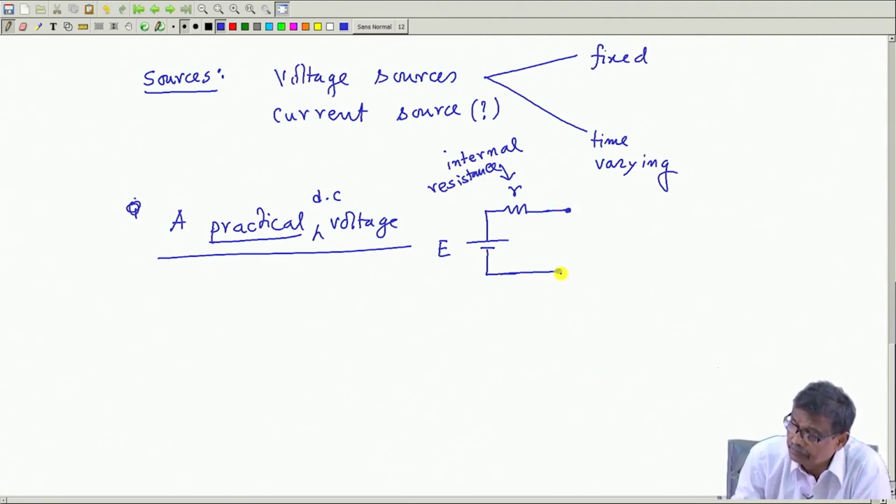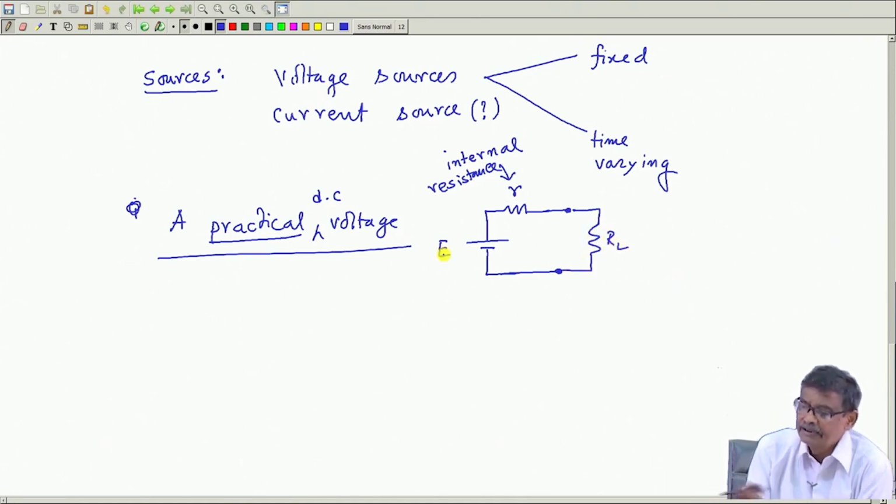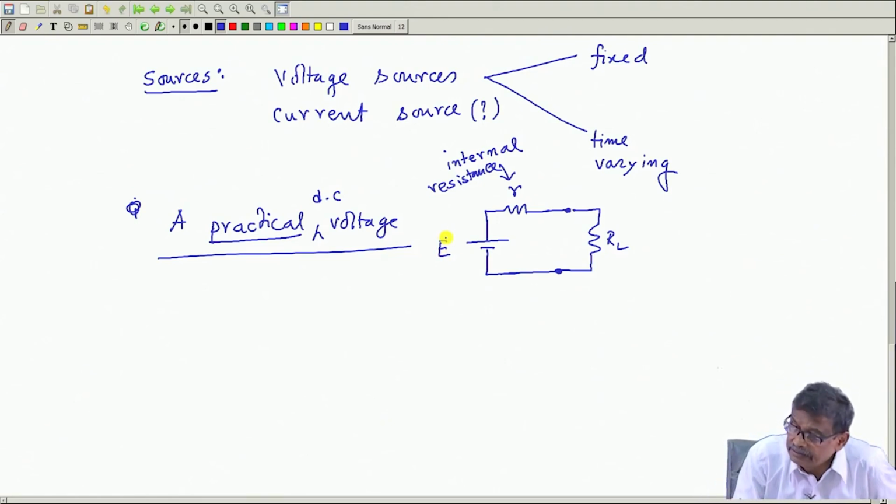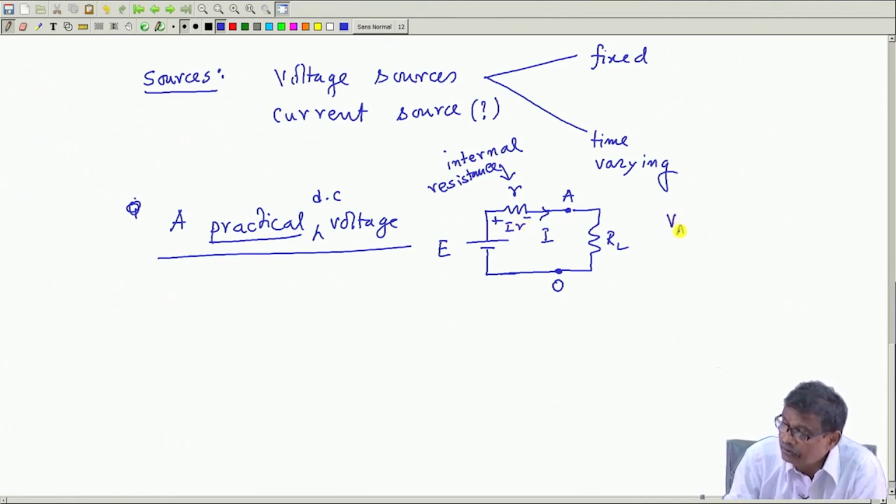And across these two terminals you connect your load, say a light, a load resistance, current will flow. But what happens is the voltage across these 2 points is not the same as E, because we have just learned, if you call this point O, with R and RL connected, this is I. What will be the voltage drop here? IR. So, what is VAO?